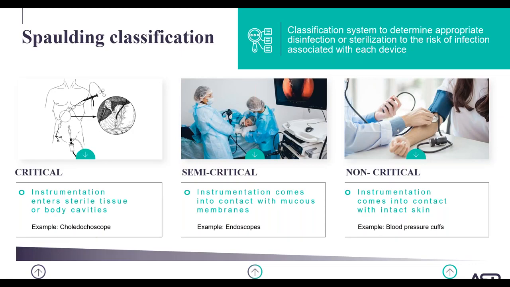And what are those categories? Well, as you can see, we have critical, semi-critical, and non-critical. Critical devices are those devices that enter tissue or body cavities, so a sterile area. An example of a critical device is a choledocoscope or a biopsy forceps. Sterilization is the minimum reprocessing modality that must be used for reprocessing these devices.